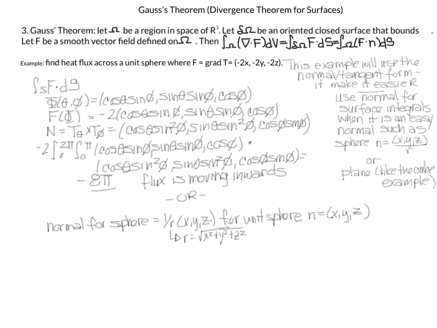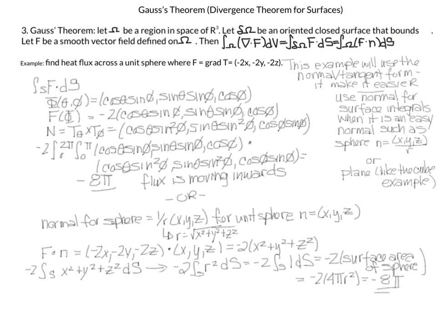But now I want to do this using normals. So the normal for the sphere, again, is the x, y, z coordinate divided by r. And for the unit sphere, r is equal to 1, so the normal is just x, y, and z. Now that I have the normal, I can compute F dot n, and then I can plug it into my integral. But I also noticed that x squared plus y squared plus z squared is equal to r squared, and r squared is equal to 1.